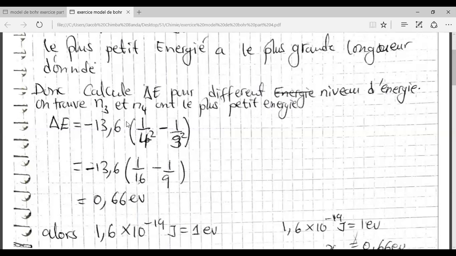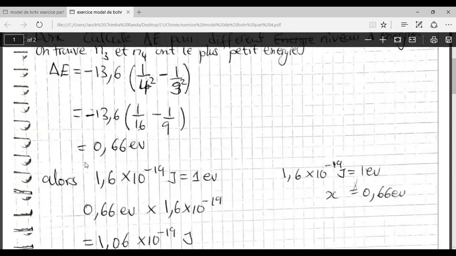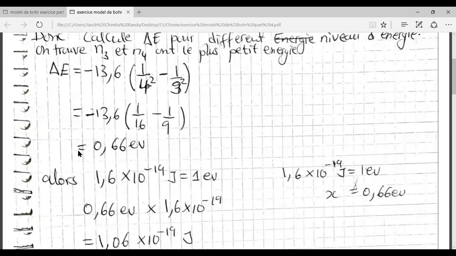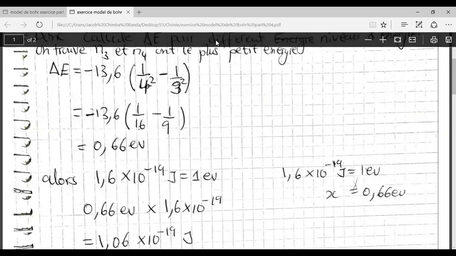So if you do your calculation, it will be 1/4² minus 1/3², times negative 13.6. If you square 4, 1/16 minus 1/9, it will give you 0.66 electron volts. That will be your answer. When you're using this formula, your answer is always in electron volts.